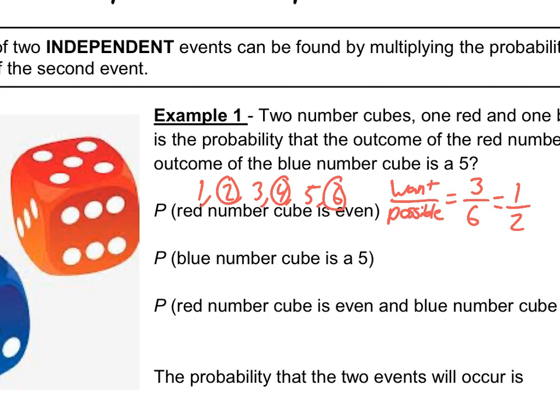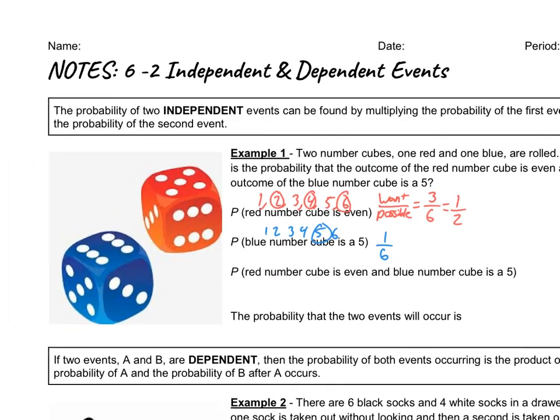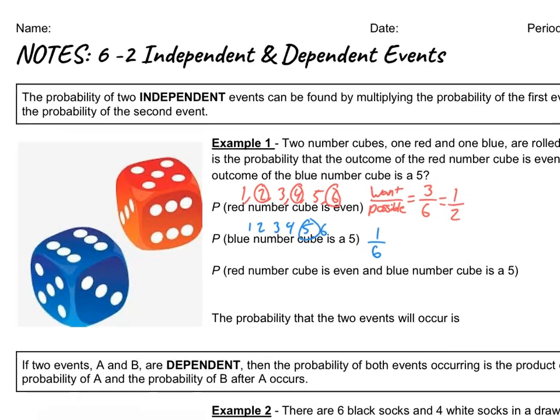Now for the blue cube, it says the blue number cube is a 5. So for starters, there's still 1, 2, 3, 4, 5, 6 on the blue cube, right? And what we want is a 5, so there's obviously only 1. So our probability is going to be 1, because there's only a single 5, out of our 6 options. So we still did want over possible on that. Now, whenever we're talking about probability and we're talking about one thing happening and then the next thing happening, we have to multiply those probabilities.